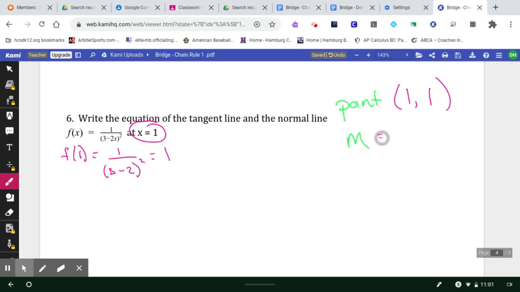And now I need the slope, and again, that's where your calculus comes in. Slope means go and take its derivative. So go ahead and rewrite f of x for yourself. It's not a quotient rule because there's not an x on top. Just bring it up and rewrite it.